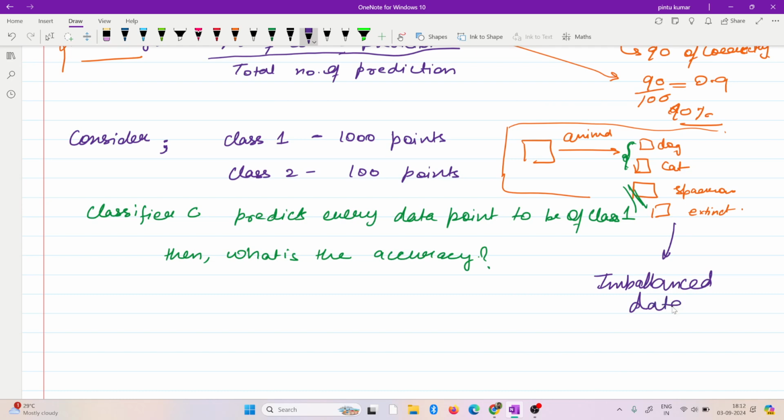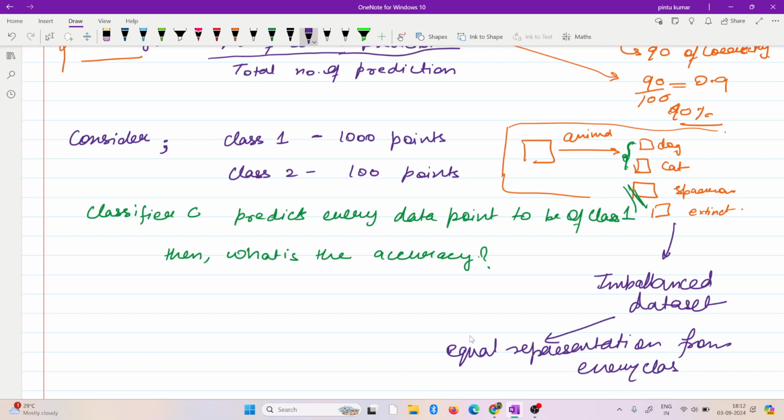Okay. So what are imbalanced data sets? Imbalanced data sets are those in which you don't have equal representation from every class. If you have something like, let's say, 100, 101, 105 and 95, this is still a balanced data set. You can't have exactly the same number of data points in every class, but let's say the difference is quite large.